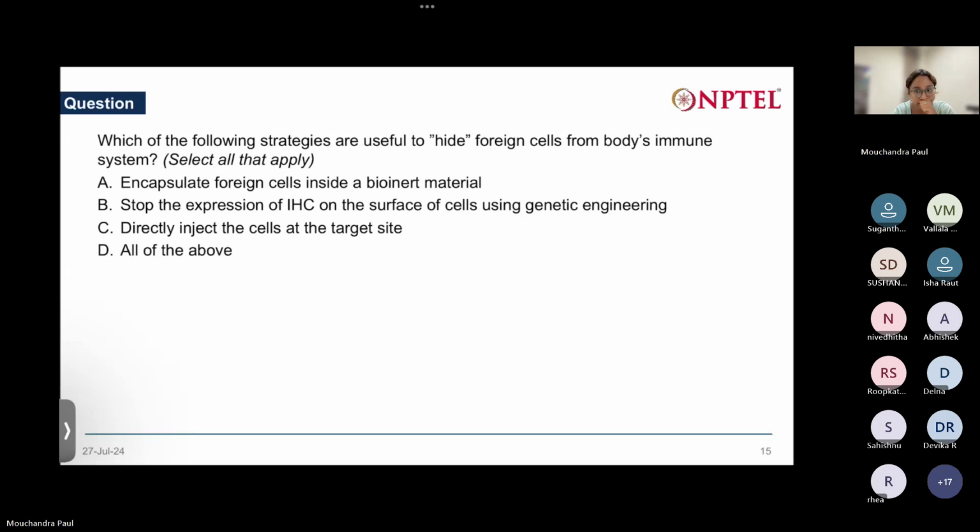Anyone? Which of the following strategies? Yes, yes. Option A, ma'am. Encapsulate foreign cells inside a bioinert material. Okay. So anyone else would like to try? One person is saying that option A is correct. Anyone else? Do you guys agree with her?